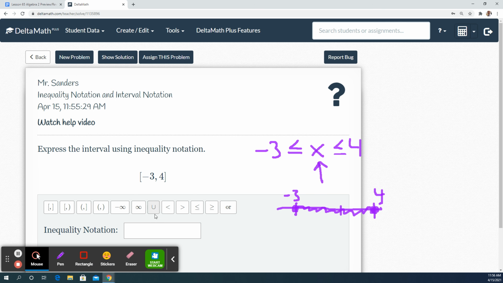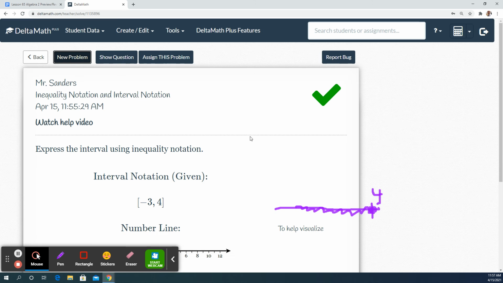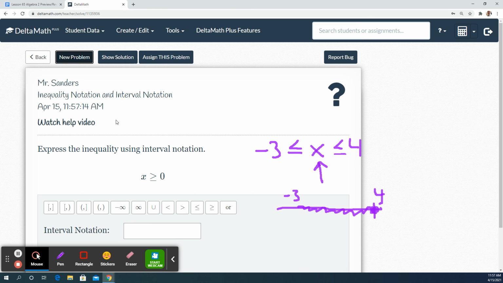Let me go ahead and just write it. We got -3 less than or equal to x less than or equal to 4. Notice how reading it from left to right doesn't make much sense. -3 is less than or equal to x, which is less than or equal to 4. Hopefully it makes more sense, like my advice was, read it from the variable. x is between -3 and 4. And the rest of them should be similar.